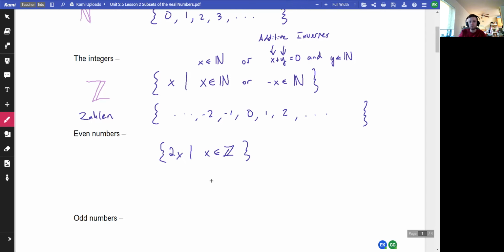Is there a Blackboard bold symbol for the even numbers? Not that I'm aware of. Yeah, I don't think so either. I don't think so. All right.